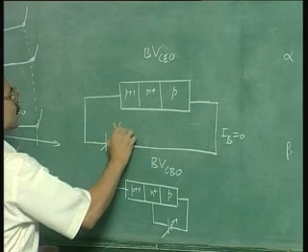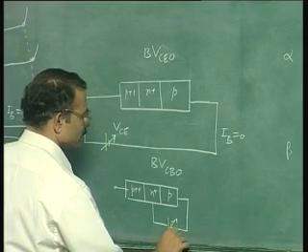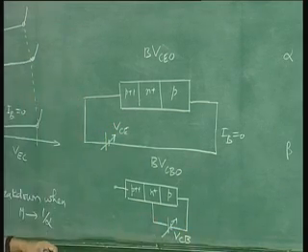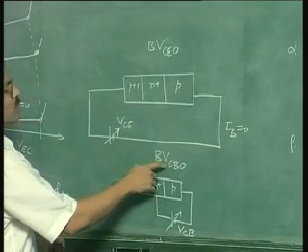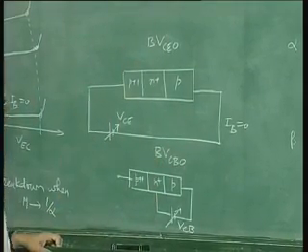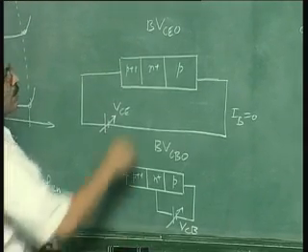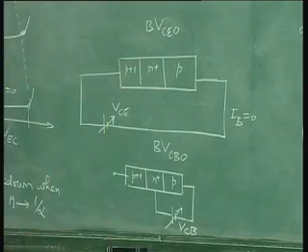So this is VCE and this is VCB. This breakdown voltage VCBO is much higher than this breakdown voltage VCEO. Okay. What is the reason?